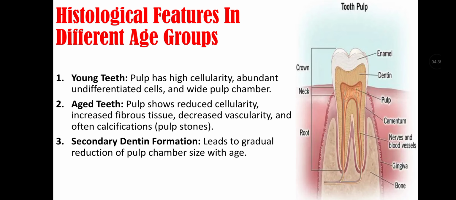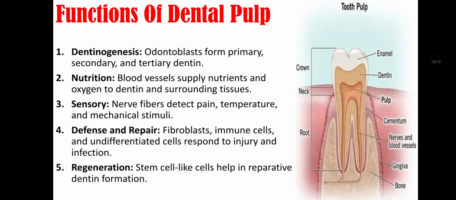Histological features in different age groups. First is young teeth. In them, pulp has high cellularity. It has abundant undifferentiated cells and wide pulp chamber. In aged teeth, pulp shows reduced cellularity, increased fibrous tissue, decreased vascularity, and often calcification. Third is secondary dentine formation that leads to gradual reduction of pulp chamber size with age.